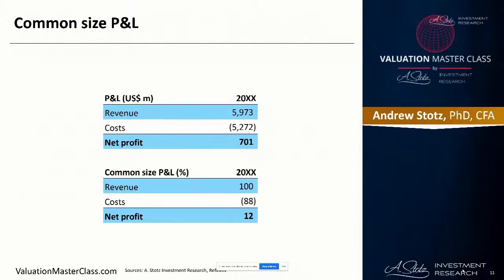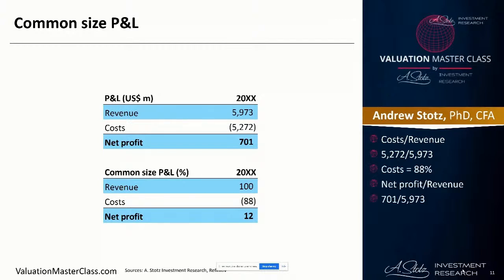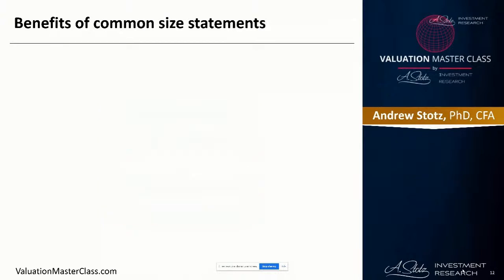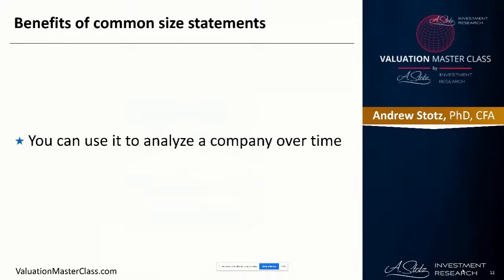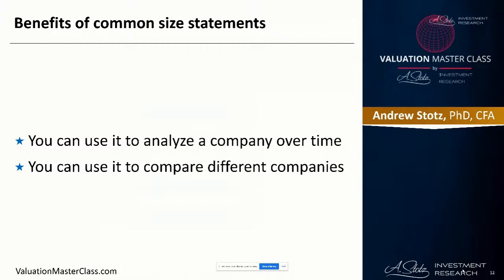If we want to common size that, we just say cost divided by revenue. That's 5,272 divided by the 5,973. And that's 88%. And then net profit divided by revenue. And that's 701 divided by the same 5,973. And that gives us 12%. So what are the benefits? Well, you can analyze a company over time and you can compare different companies.